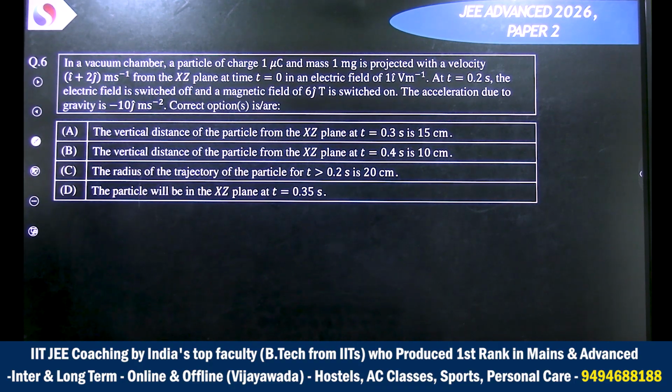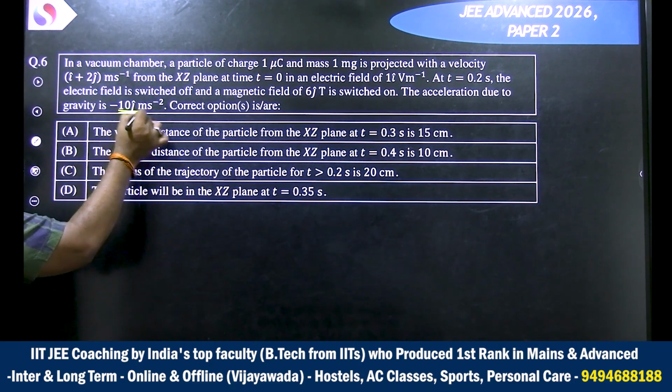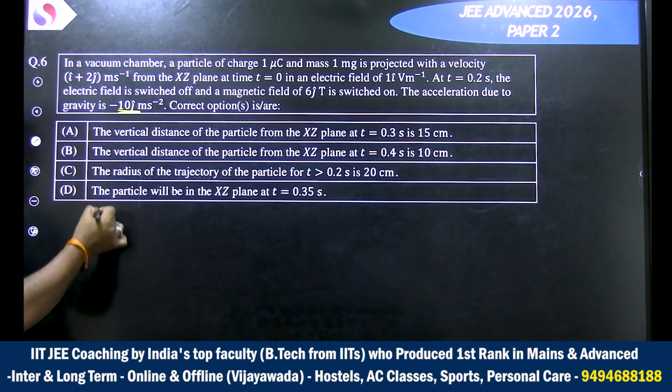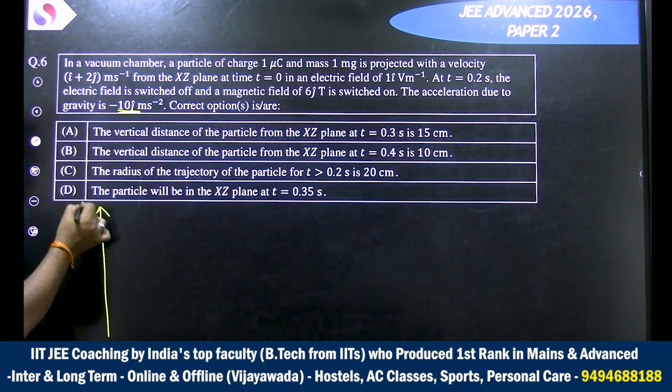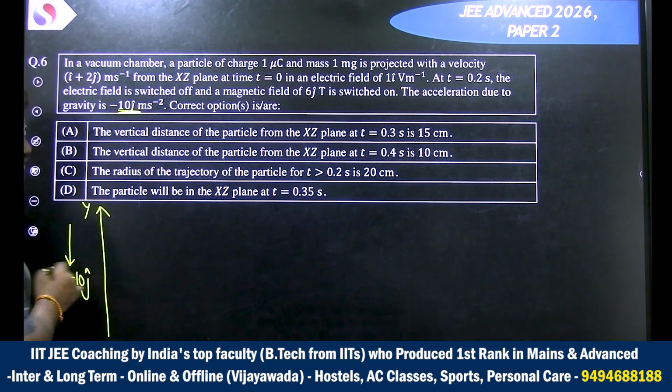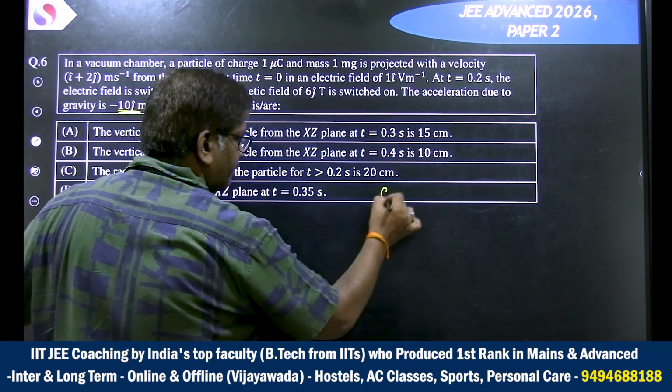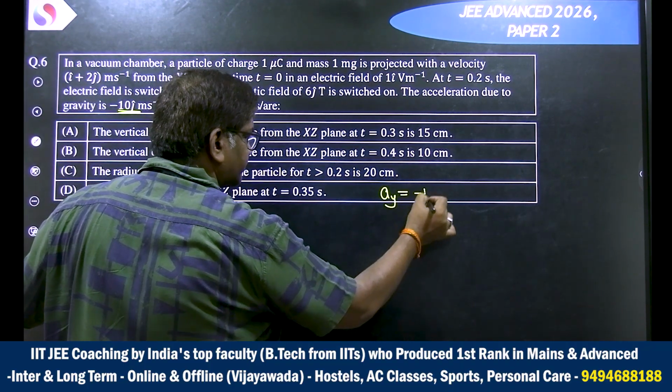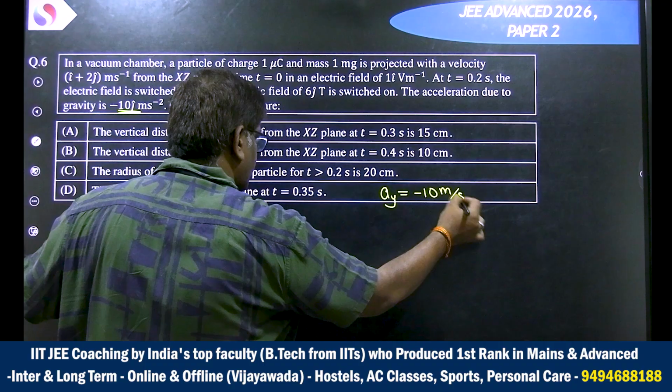First, the coordinate system. j cap is vertical. Since gravity is along j cap, this is the y direction, because gravity will be here and this will be equal to minus 10 j cap. That means this is my ay, acceleration in the y direction. So ay will be equal to minus 10 meter per second square.